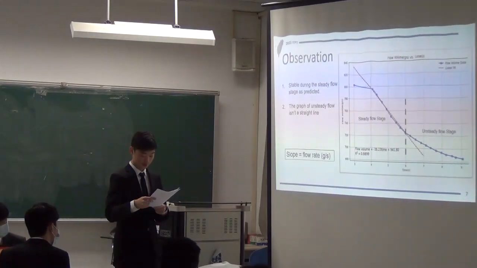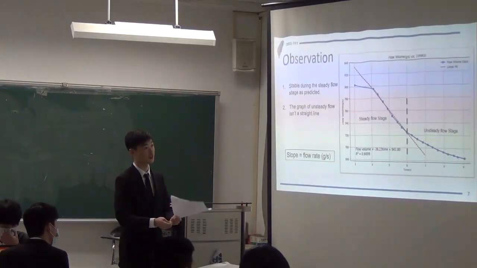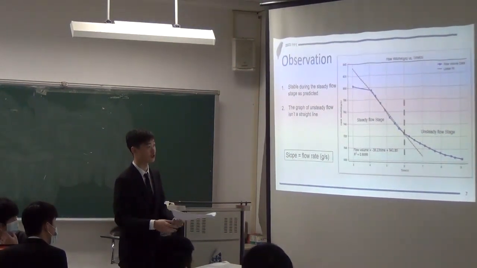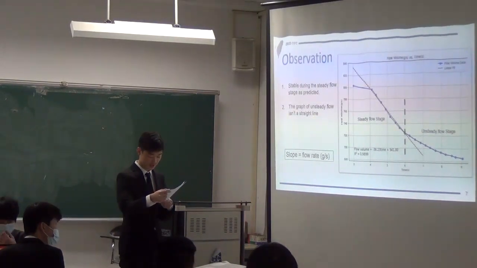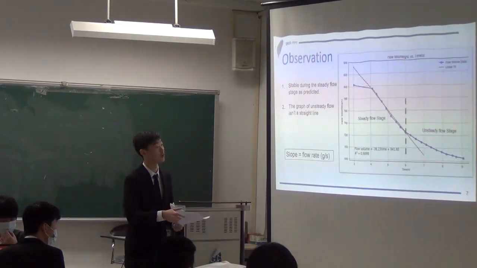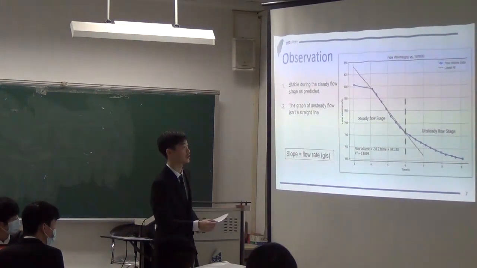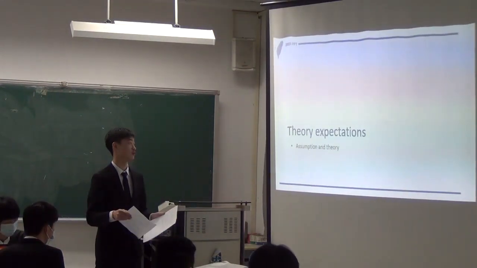According to what we observed, the mass plotted against time shows that there are two stages: steady flow and unsteady flow. As predicted, we take the slope of the steady flow stage as the primary mass flow rate of our phenomenon.